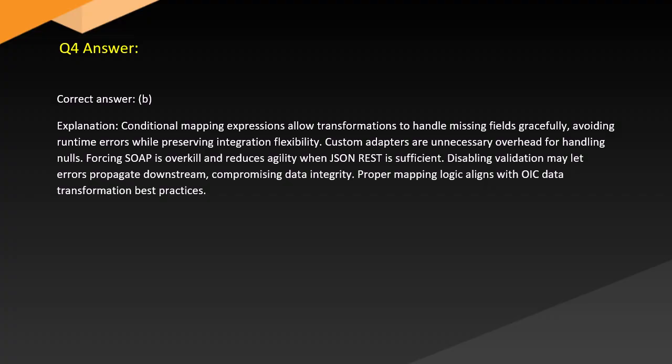Conditional mapping expressions allow transformations to handle missing fields gracefully, avoiding runtime errors while preserving integration flexibility. Custom adapters are unnecessary overhead for handling nulls. Forcing SOAP is overkill and reduces agility when JSON REST is sufficient. Disabling validation may let errors propagate downstream, compromising data integrity. Proper mapping logic aligns with data transformation best practices.